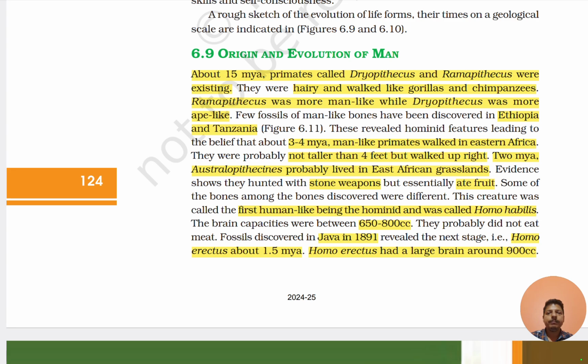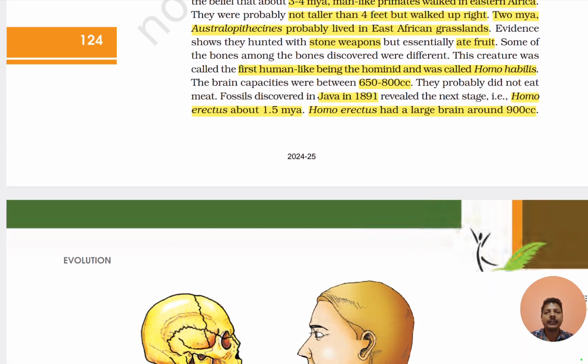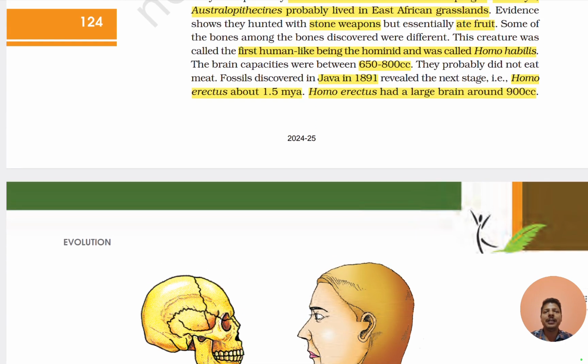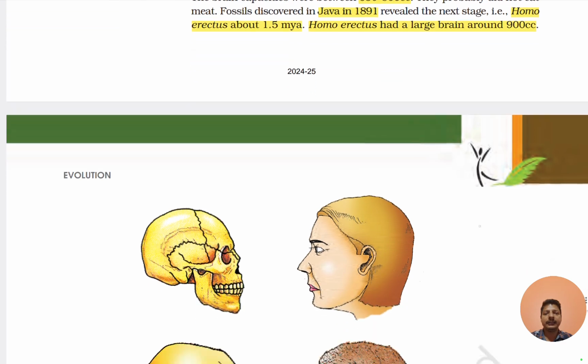Then again in a different area, some more bones were found, and the first human-like being, the hominid, was called Homo habilis. Brain capacity 650 to 800 cc. Cc means cranium capacity, and they probably did not eat meat. Fossils discovered in Java in 1891 revealed the next stage, that is Homo erectus, about 1.5 million years ago. Homo erectus had a large brain, around 900 cc.